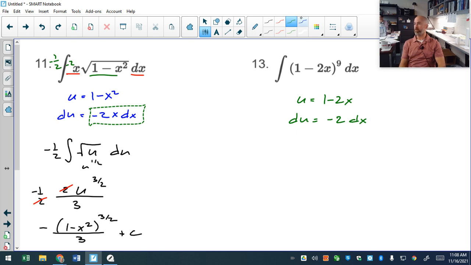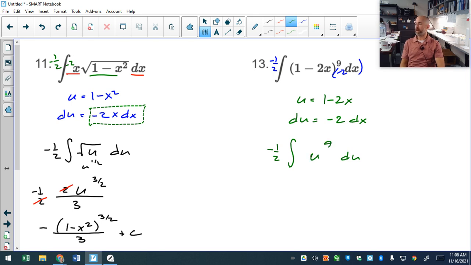And so I would put a negative 2 up here somewhere. I'm going to squeeze it right here next to the dx. So negative 2, and I'll put a negative 1/2 here. And when I substitute, the negative 1/2 out there stays. Always take care of the du first. Negative 2x dx comes out and it gets replaced with du. 1 minus 2x is my u.